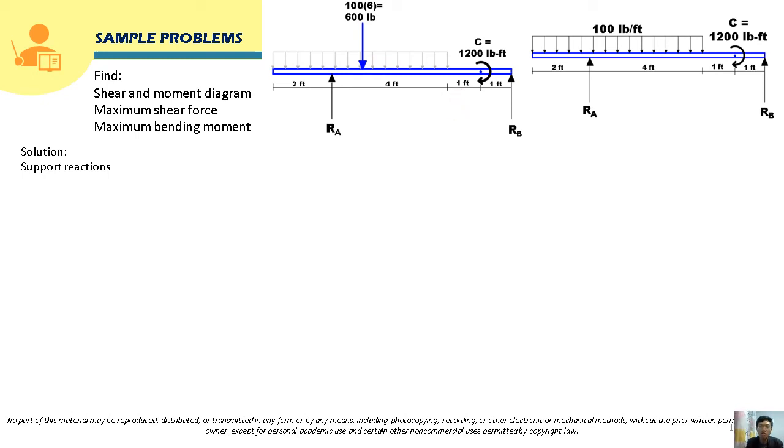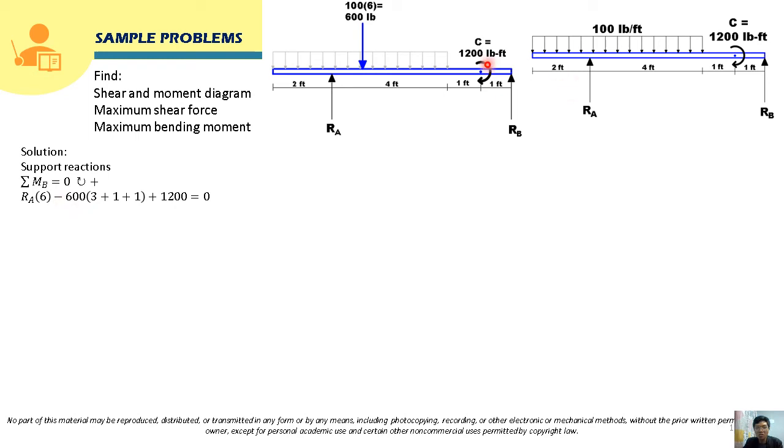From here, we can now take moment at point B to solve for R sub A. So taking moment at point B, the moment of RA is RA times its moment arm, which is 4 plus 1 plus 1, which is 6. It will be positive since it is clockwise about point B. Now, for this equivalent point load, its moment will be 600 times its moment arm, so this is 3 plus 1 plus 1. Its rotation will be counterclockwise about point B, so that will be negative here.